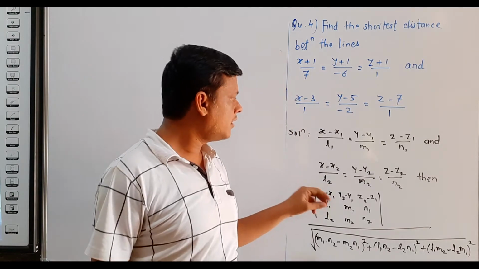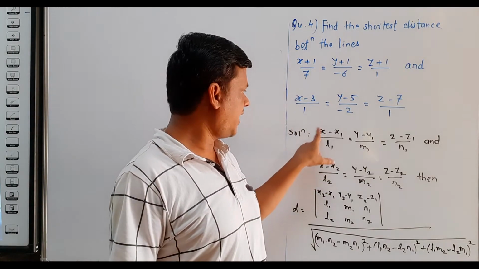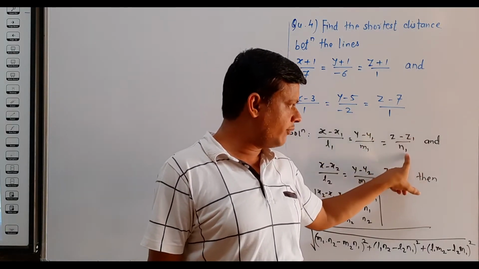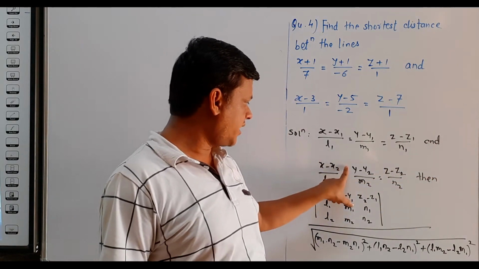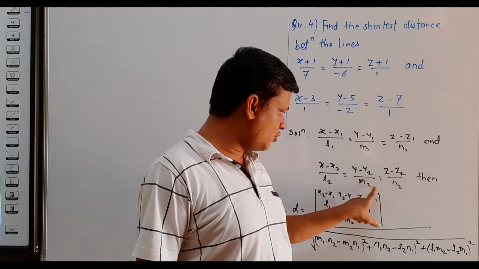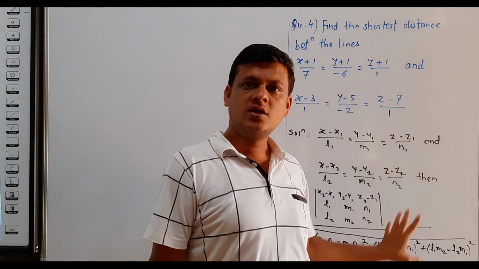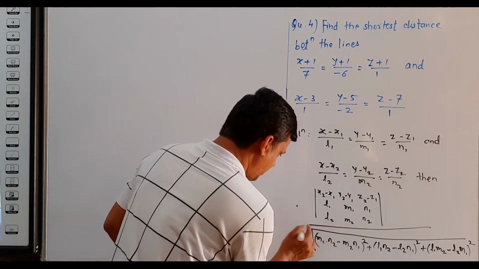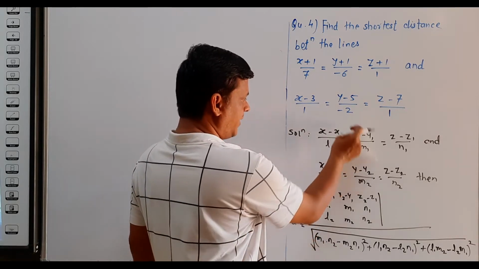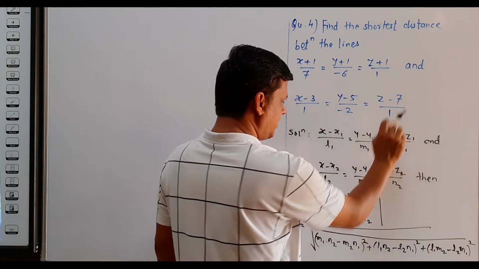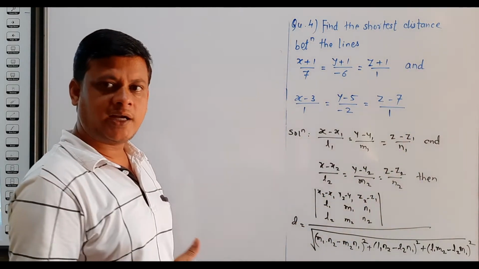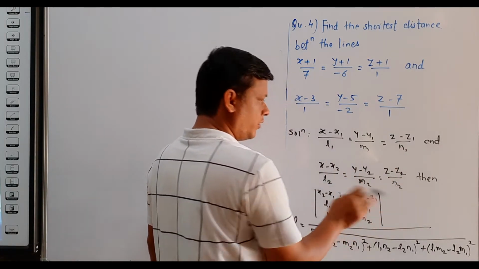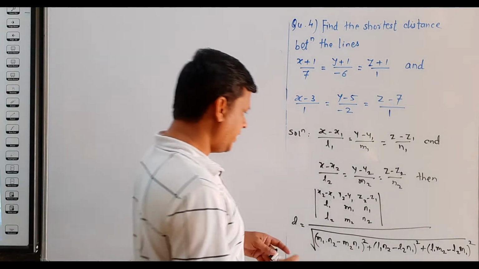So we use the concept: when the equations of lines are (x-x1)/L1 = (y-y1)/M1 = (z-z1)/N1 and (x-x2)/L2 = (y-y2)/M2 = (z-z2)/N2, then the shortest distance between them is d equals, in the numerator, we write the determinant with x2-x1, y2-y1, z2-z1 in the first row, L1 M1 N1 in the second row, and L2 M2 N2 in the third row, and in the denominator, in a root, we write the following.